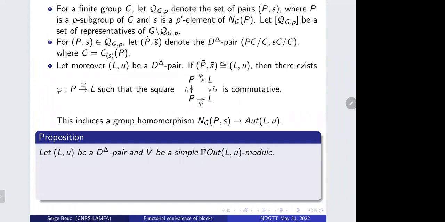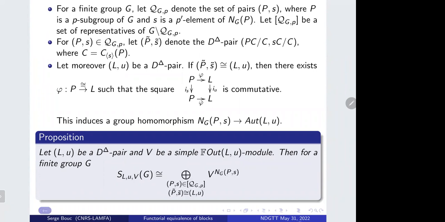And now we get the proposition. Suppose we have a pair (D, Δ) and let V be a simple module for the outer automorphism group. Then for a finite group G, the evaluation of the simple functor at G is isomorphic to the direct sum, for PS running in this set of representatives of orbits of pairs for which the pair (P tilde, S tilde) is isomorphic to LU, of the fixed points of V under the action of the normalizer of PS.